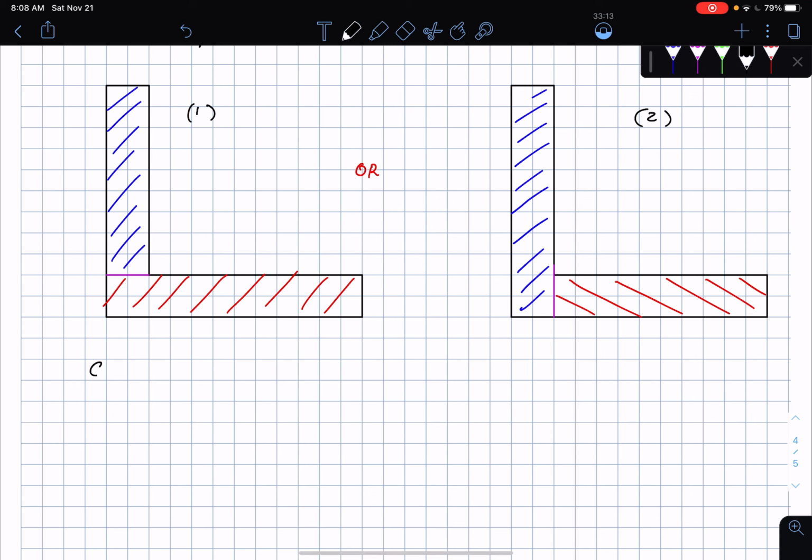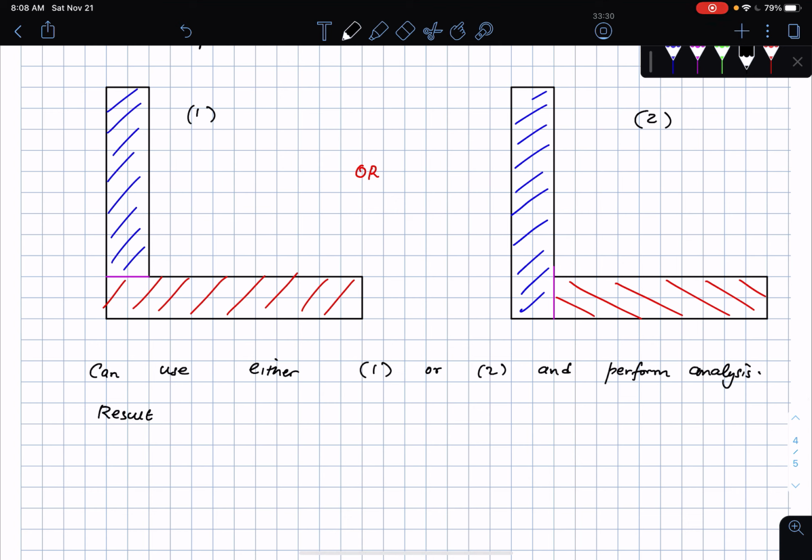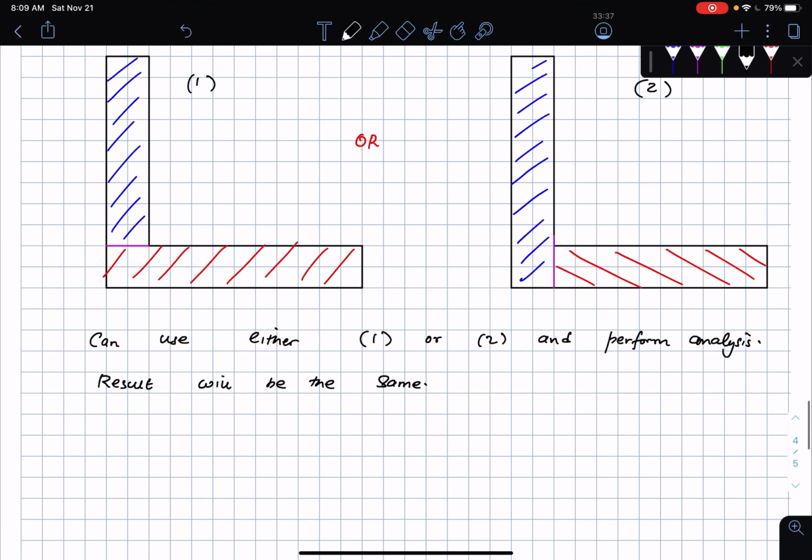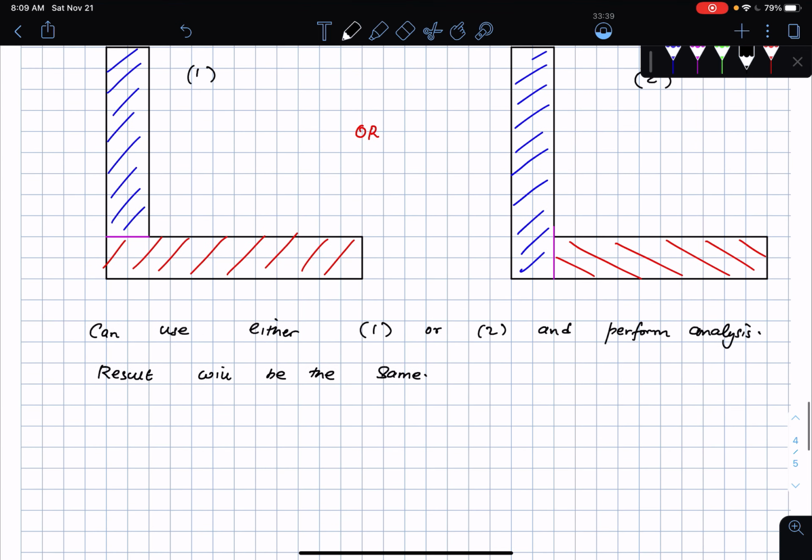So I can use either 1 or 2 and then perform the analysis. The result should be the same. Then I'm going to use shape 1.